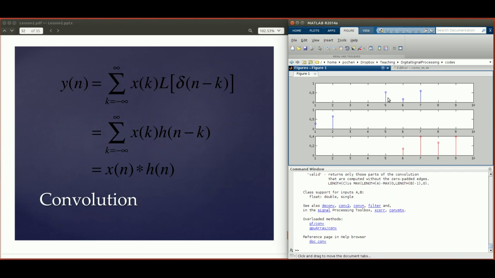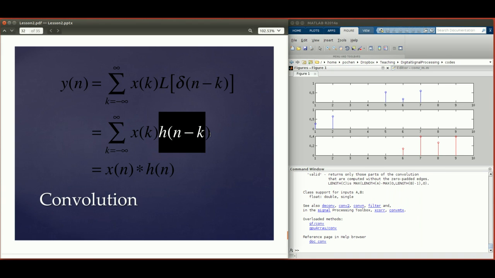The starting index for x is at 5, and the starting index for h is 1. So the output of the convolution is going to have a starting index that's 5 plus 1, that's 6. And then the ending index for the impulse response is 2, and the ending index for the input signal is 7. So 7 plus 2 is 9. So the last non-zero stick is at location 9. But why is that? You have to look at the amount of the shift of the impulse.